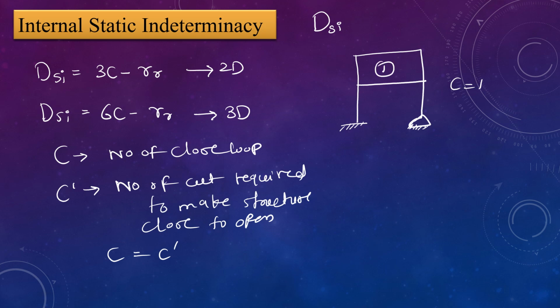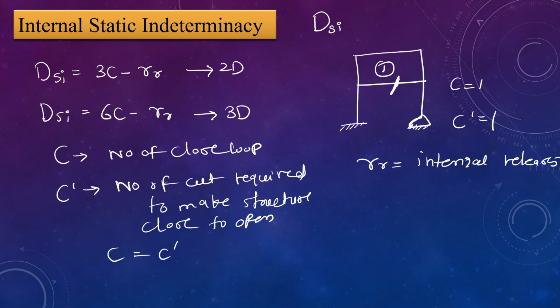Okay, and C dash is the number of cuts required to make the structure closed to open. If you cut this line, then you get an open loop. So that's why C dash is equal to 1 because one cut is required. So here C is equal to C dash. You can take C here or C dash here. The final answer is the same. Then RR is the internal releases present in a structure. We'll discuss those internal releases further in the video.